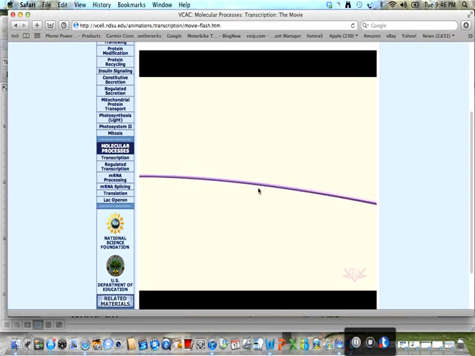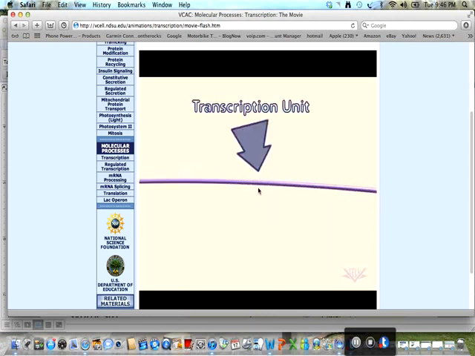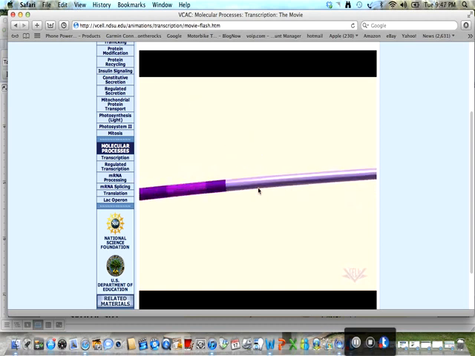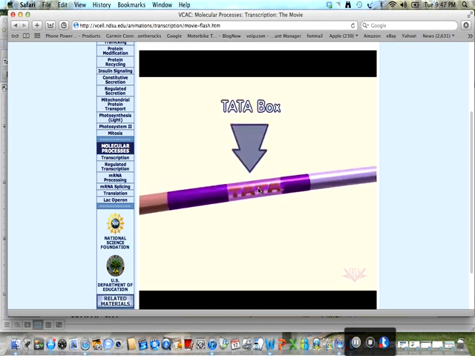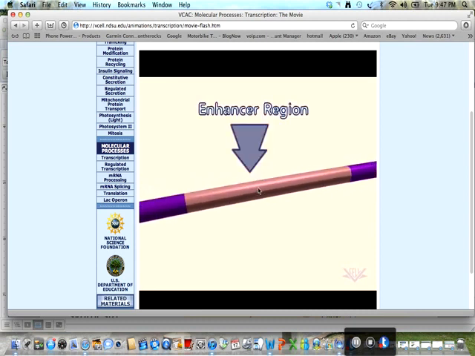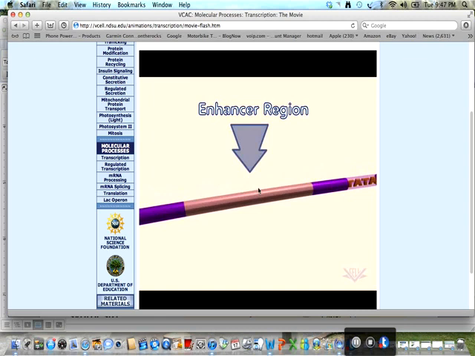It is divided into several important regions. The largest of these is the transcription unit. This portion of the DNA will be used to produce RNA. Upstream of the transcription unit is the TATA box. An enhancer region may also be involved.